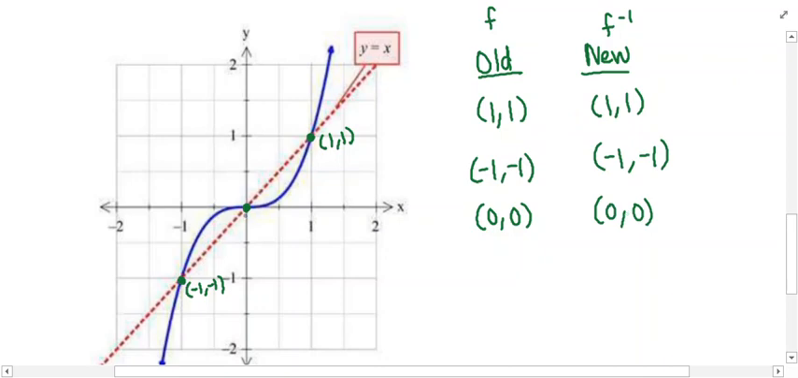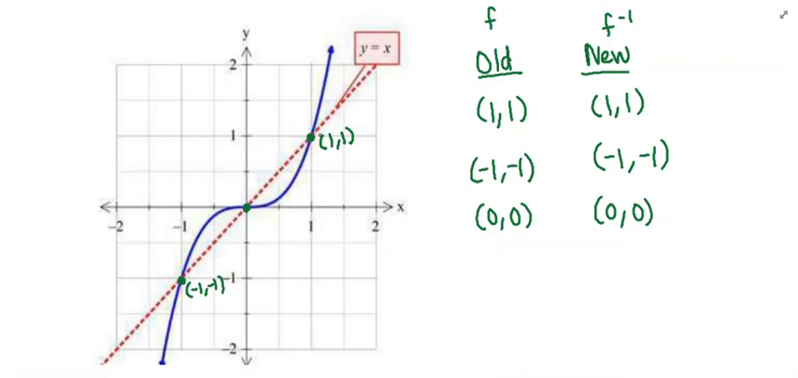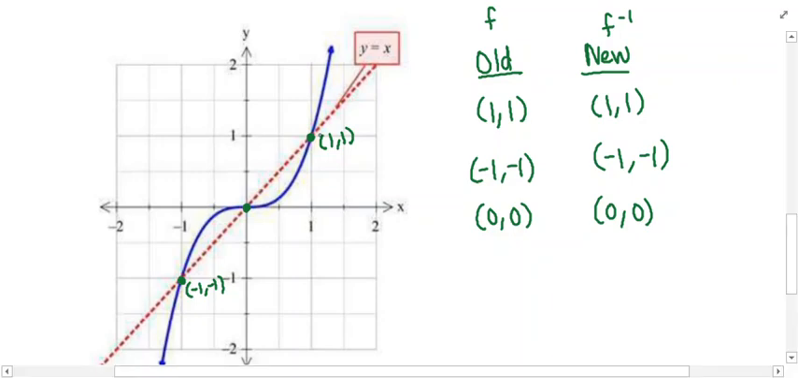So these 3 points that I just called out here are points on both the original curve F and the inverse. Okay, so this is not going to be totally helpful. If you scan this blue curve, nothing else on the blue curve falls nicely on a grid point, so it's going to be hard to read off any additional ordered pairs. So this is what we're going to do.